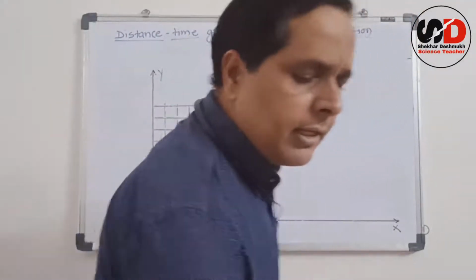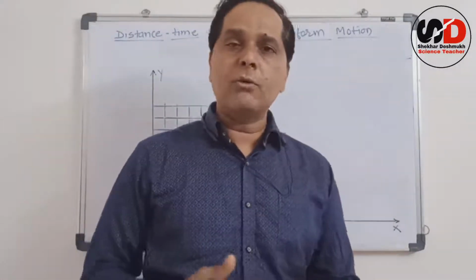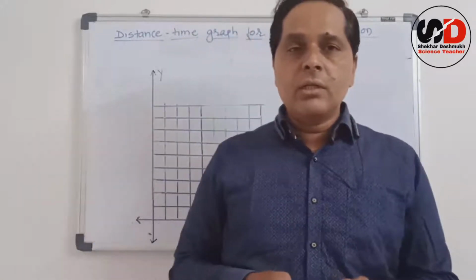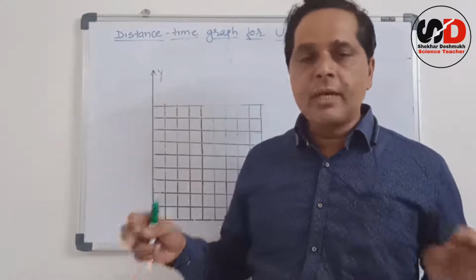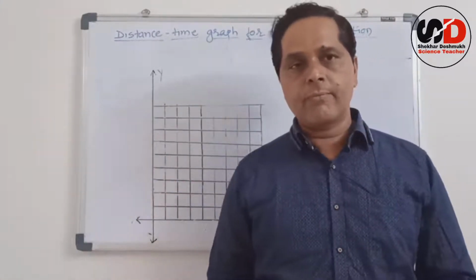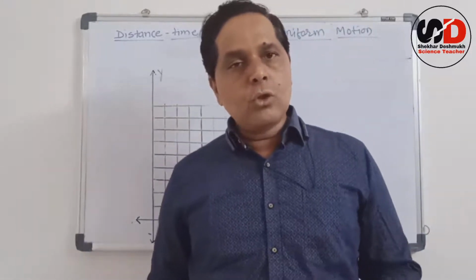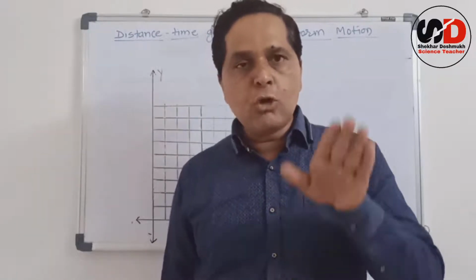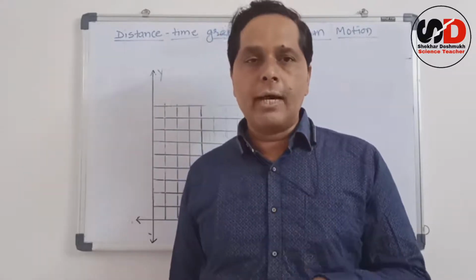First of all, let us see again what is uniform motion. Tell me, what is uniform motion? Uniform motion is nothing but, if the object covers equal distance in equal intervals of time, then it is said to be in uniform motion. So in this video we are going to draw the graph. So please pause this video and get whatever we require.